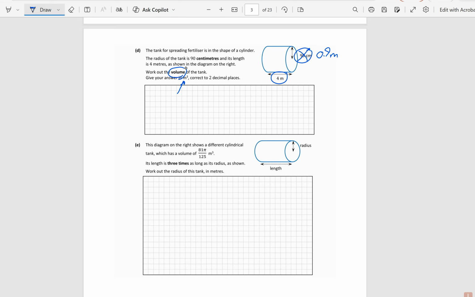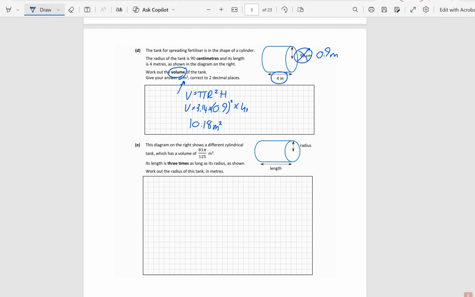All you're going to do then is take your formula, which is volume equals pi r squared h. You're going to slot in what you know. Volume equals pi 3.14 multiplied by the radius, which is 0.9, must be squared, multiplied by the height, which is 4. You multiply it out and you will get 10.18 meters squared, and they want 2 decimal places.